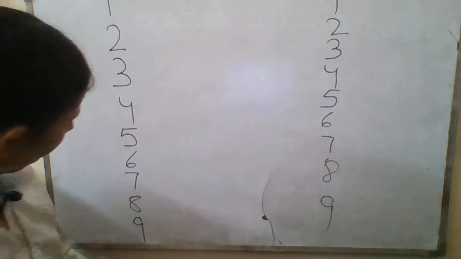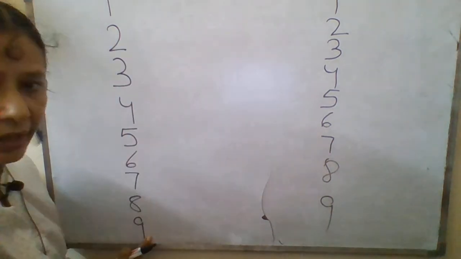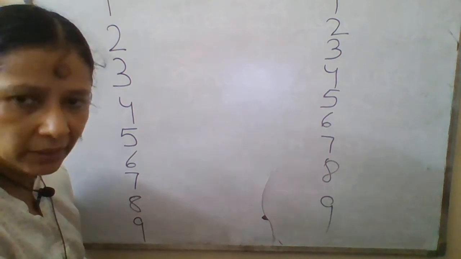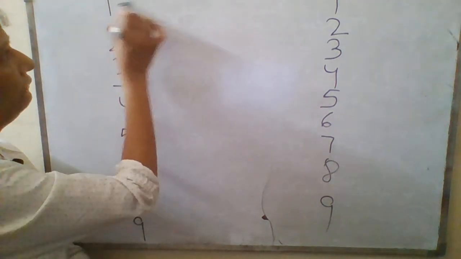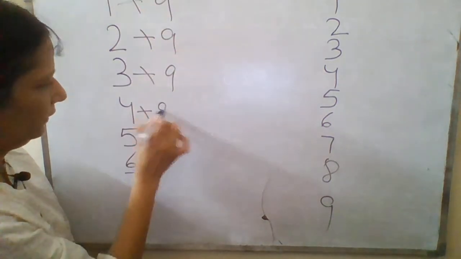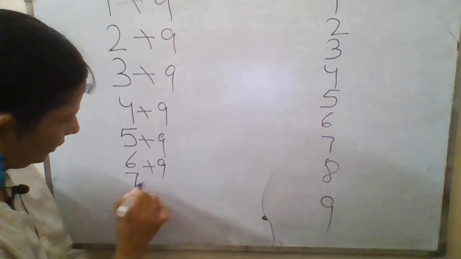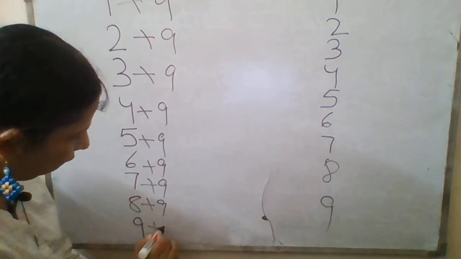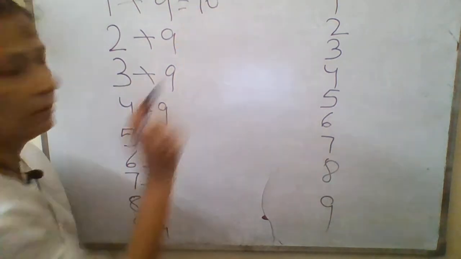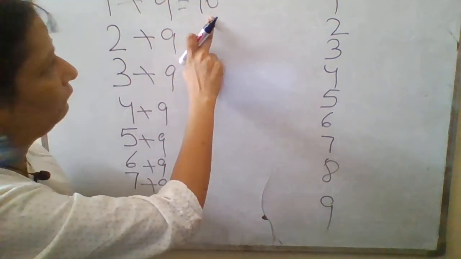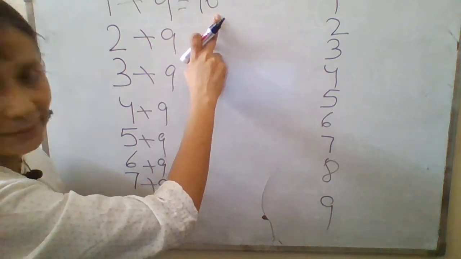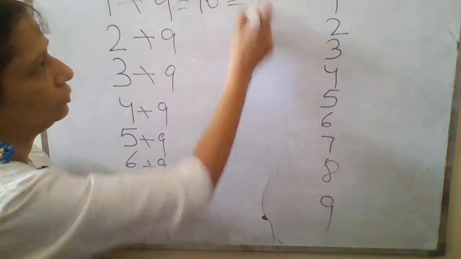Now you see, I have written the counting from 1 to 9 here also, and here also I have written the same. Now what I am going to do is add 9 in all these digits. What will happen? 9 plus 1 is equal to 10, and if you have to find the digital root, what will you do? This is not a single digit, so you will make it a single digit. So 1 plus 0 is equal to 1.